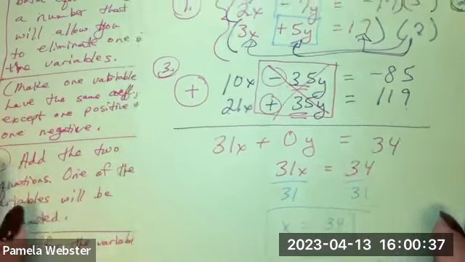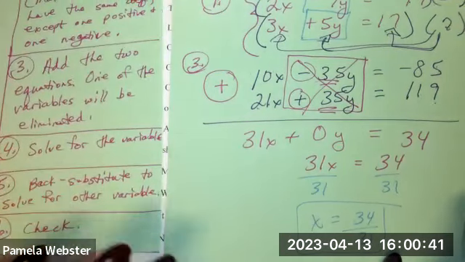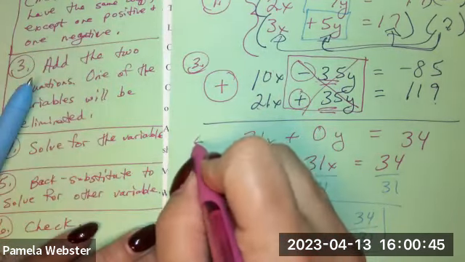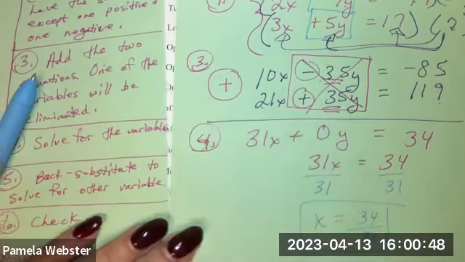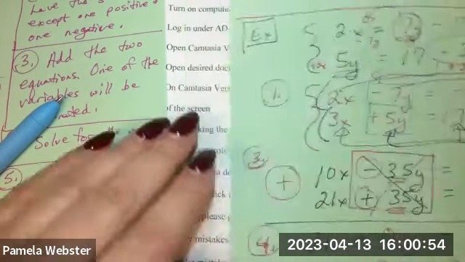Okay. So we got our solution. So add the two equations. One of the variables will be eliminated. Solve for the variable. That's step number 4 right here. Just solved for that variable. And step number 5 says back substitution to solve for the other variable. So let's come back up here.